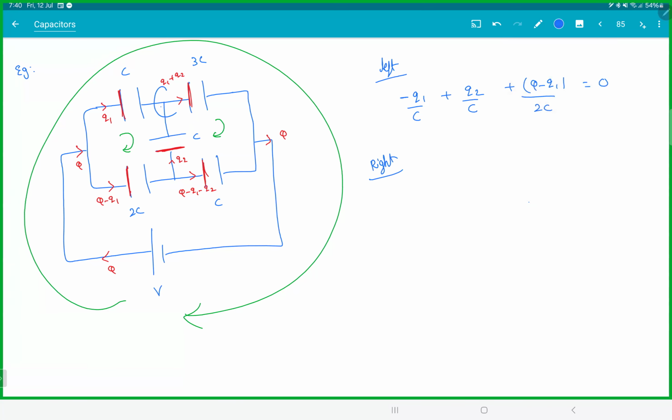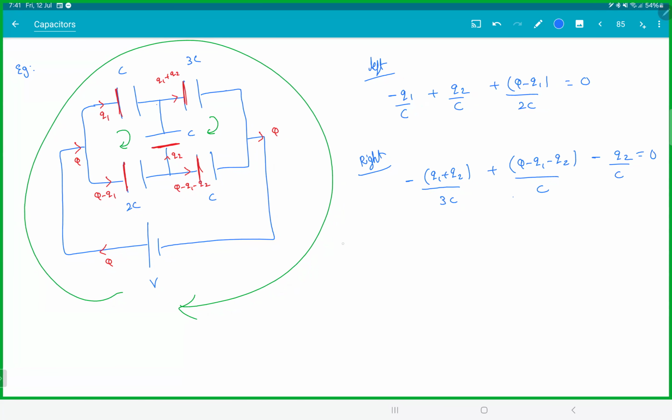The right loop, I'm writing from here. You can start from anywhere. Minus Q1 plus Q2 by 3C because you are dropping there. Then I'm going again opposite to the flow there. So Q minus Q1 minus Q2 by C. And again, I'm going with the flow. So minus Q2 by C is equal to 0.